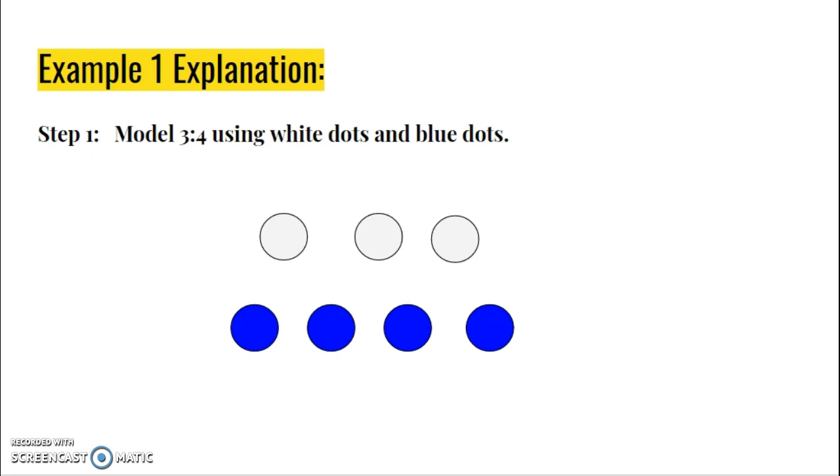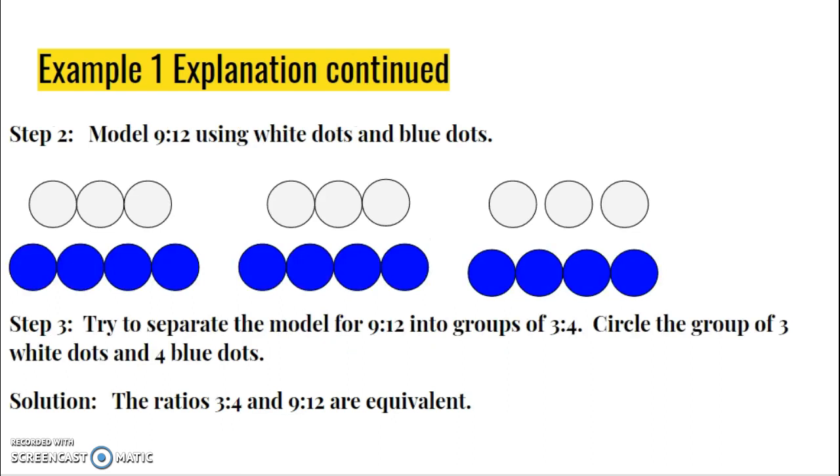As you can see from my example, in the first step, we're going to model 3:4 using white dots and blue dots. So I used 3 white dots to represent the 3 in our ratio, and then I colored 4 blue to represent the 4 in our ratio. In step 2, we're going to model the 9:12 using white dots and blue dots. So as you can see, I drew 9 white dots and 12 blue dots.